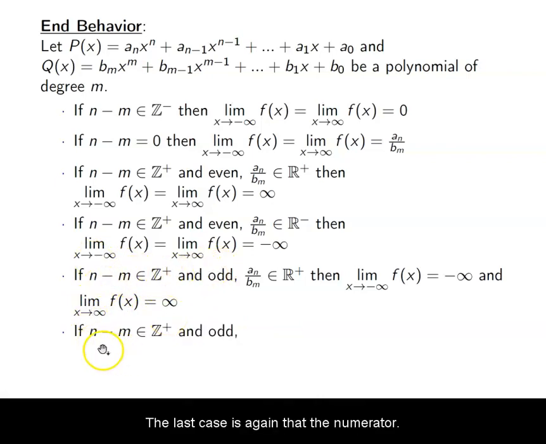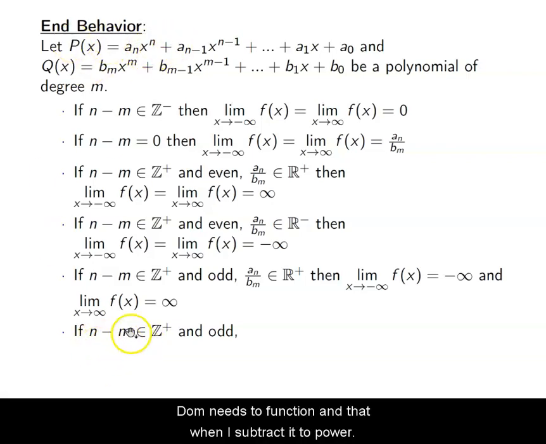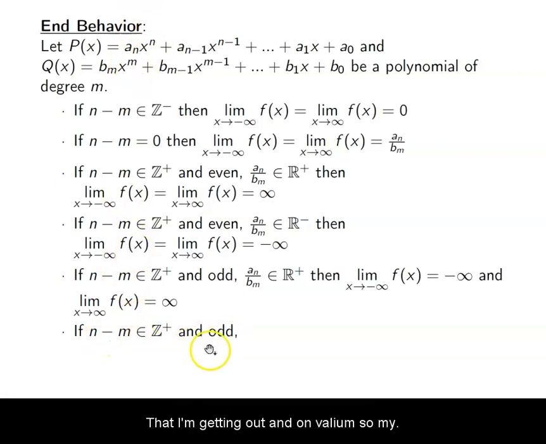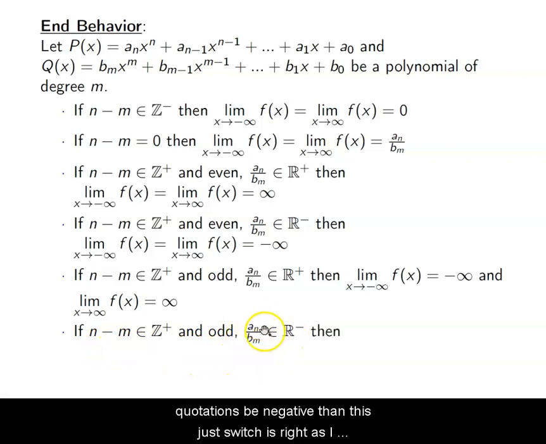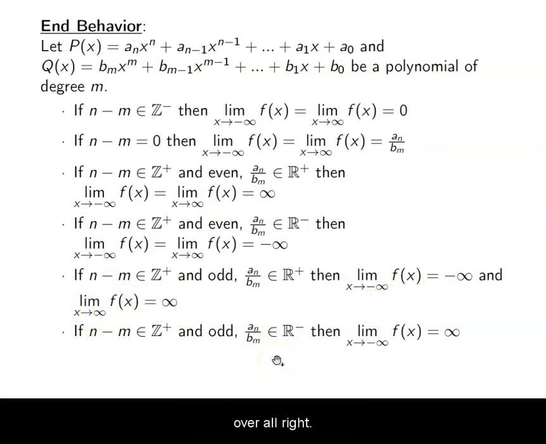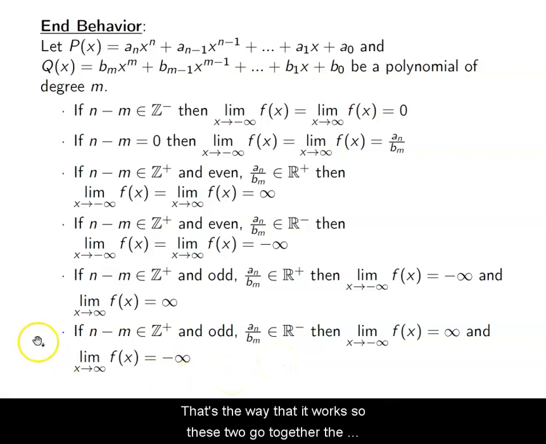And the last case is, again, that the numerator dominates the function, and that when I subtract the two powers, I'm getting out an odd value, so my function overall acts like an odd degree polynomial, okay? And if I happen to have the ratio between the two lead coefficients being negative, then this just switches, right? As I go in the negative direction, it'll be positive, and as I go in the positive direction, it'll go negative. So it'll be basically decreasing overall, right? Okay, so that's the way that it works. So these two go together, the middle two go together, and then the first two are two separate cases.